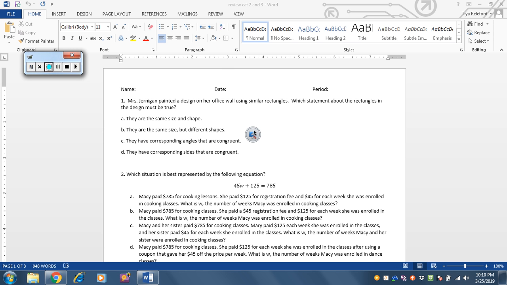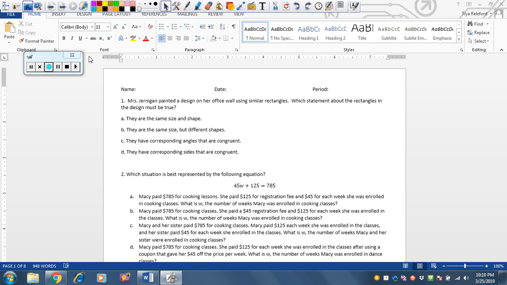Okay, number 1, if you need help, you can look it up in a dictionary or your notebook. You are going to look up similar shapes or similar rectangles, maybe similar figures.